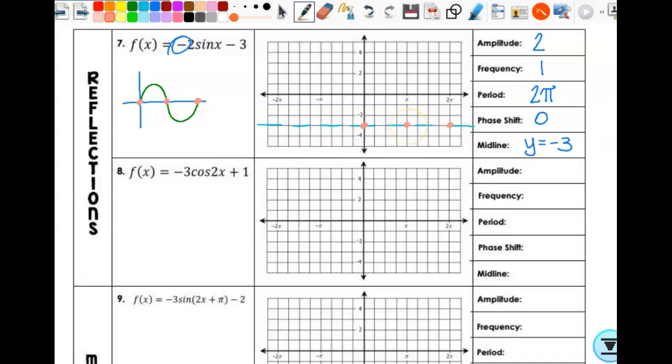So I have my 3 midline zeros there. On the parent function, I would go halfway between these two from the midline and go up whatever the amplitude is. But since I have this reflection, I'm going to go down instead. So halfway between these two from the midline, instead of going up 2, I go down 2. And halfway between these two, instead of going down 2, I go up 2. There are my 5 anchor points, and then I just repeat.